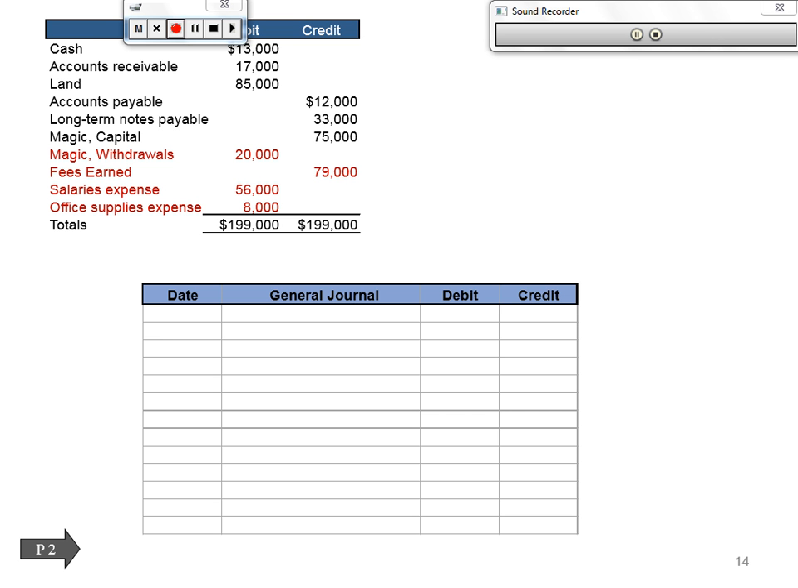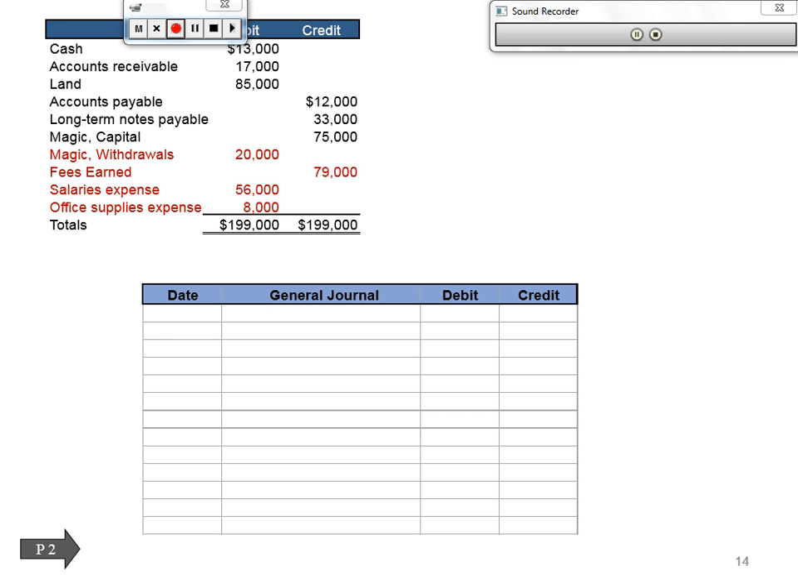So for instance, if we're closing revenue, what's the normal side of revenue? Credit. So to close it, we've got to debit. For expenses, what's the normal side? Debit, so that means we've got to credit, and that is, by the way, the only time expenses are credited, through the closing process.